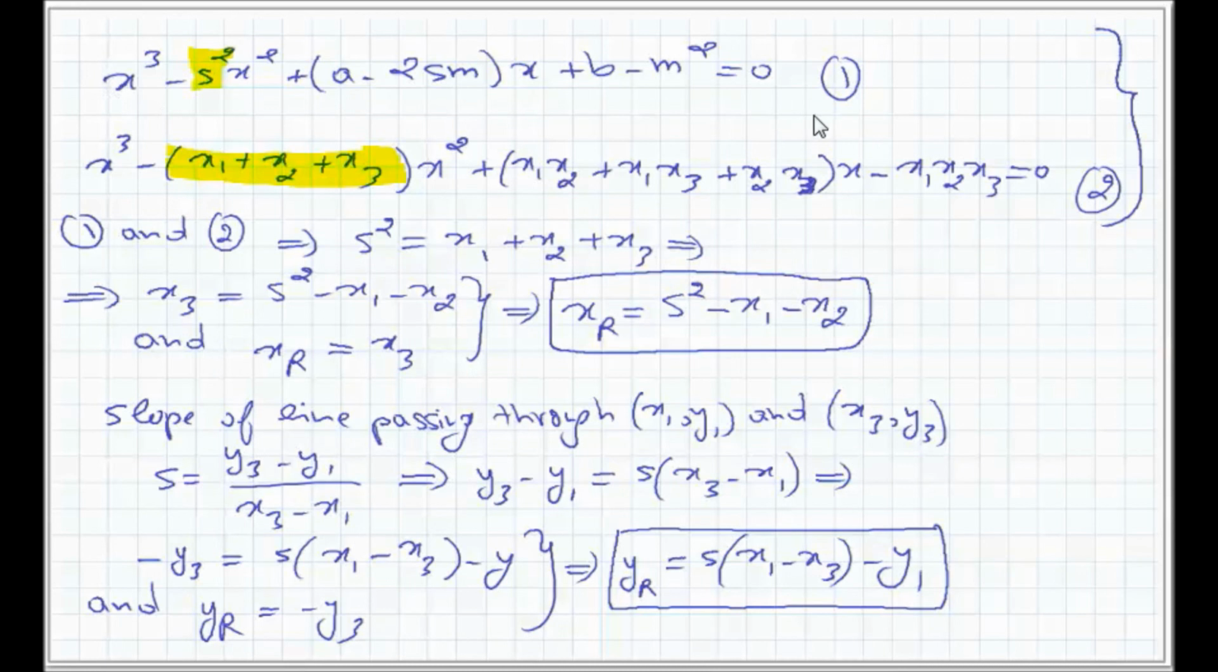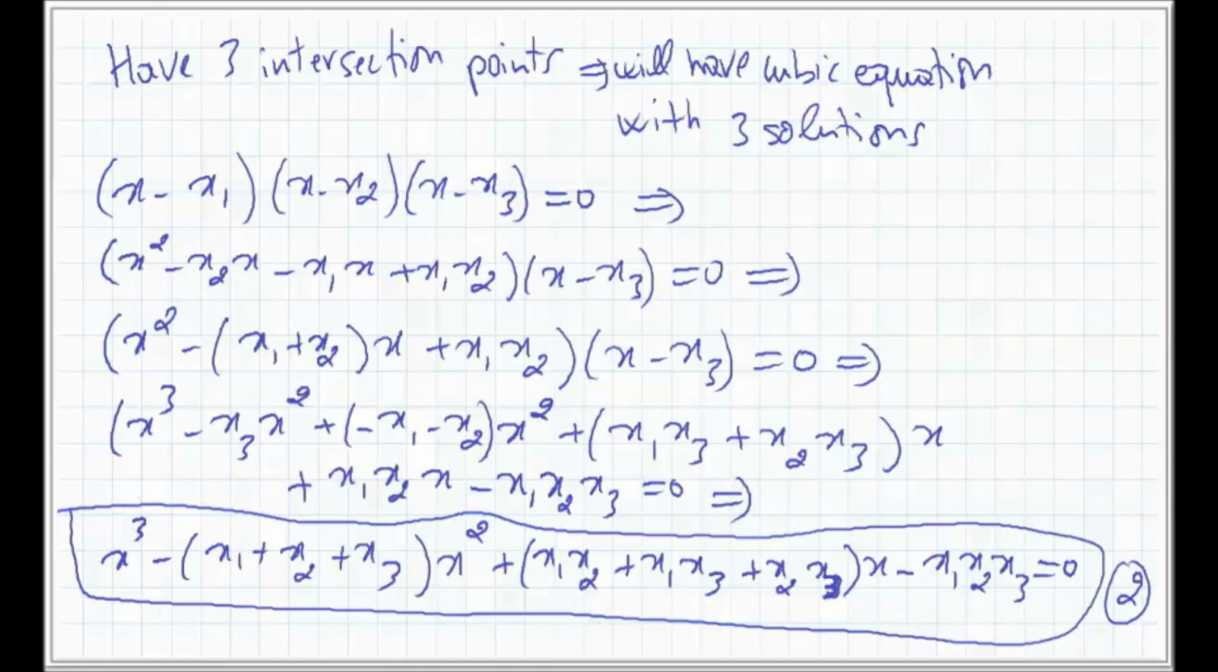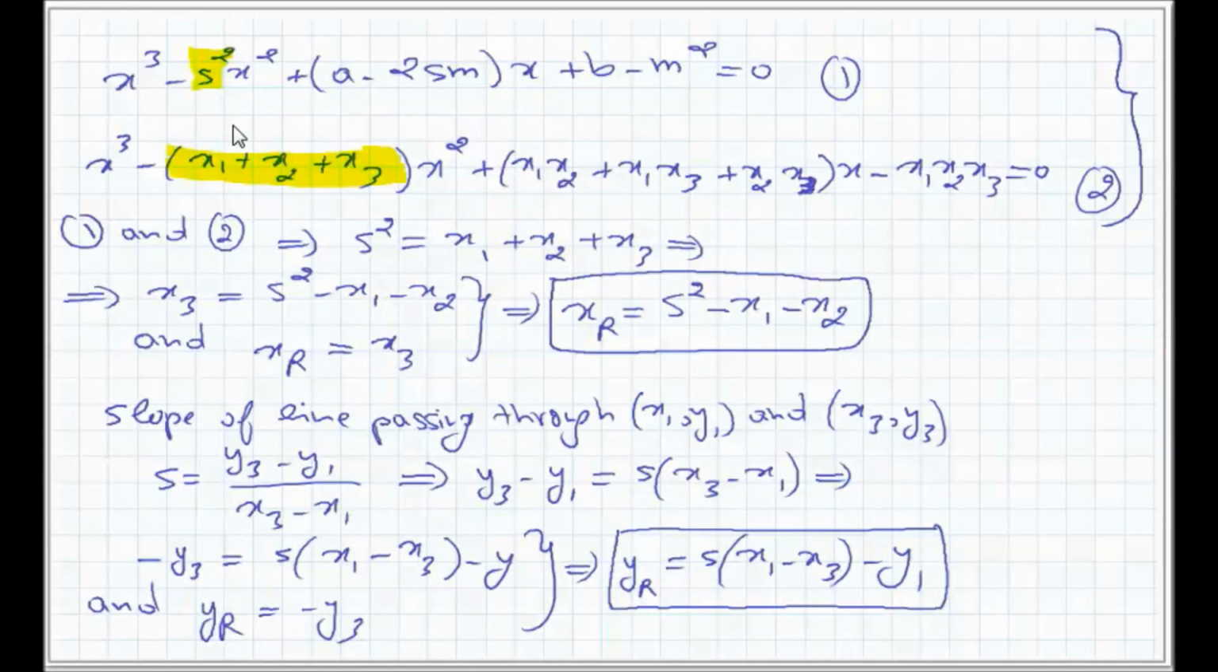So we have those two equations that we just derived, this one and this one, and we match the coefficients. For x squared we have those two coefficients: s squared, the slope squared, and x1 + x2 + x3. So those two must be equal, and this means that x3 is equal to s squared minus x1 minus x2.